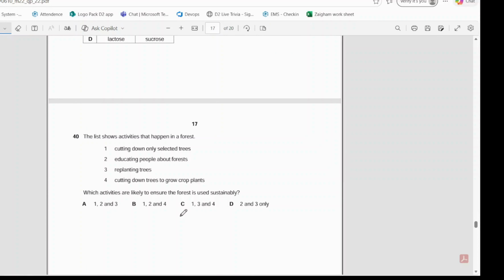Last one, finally. Okay, the list shows the activities that happen in a forest. Which activities are likely to ensure that the forest is sustainable? Number 1, cutting down only selected trees. Yes, it can be. Educating people. Yes. Replanting trees. Yes. Cutting down. No. So 1, 2, and 3 are correct.